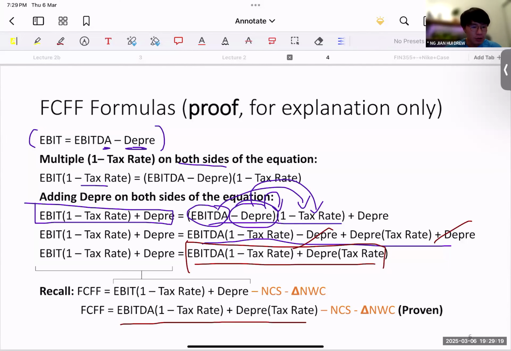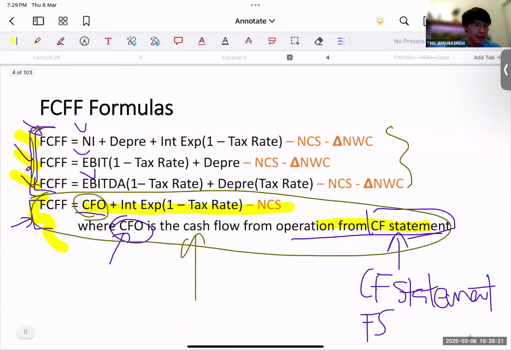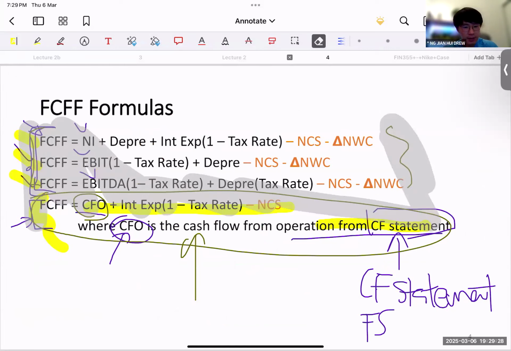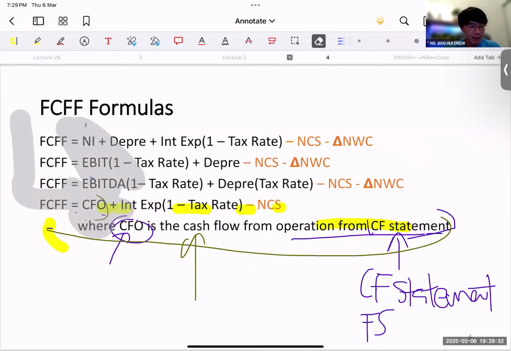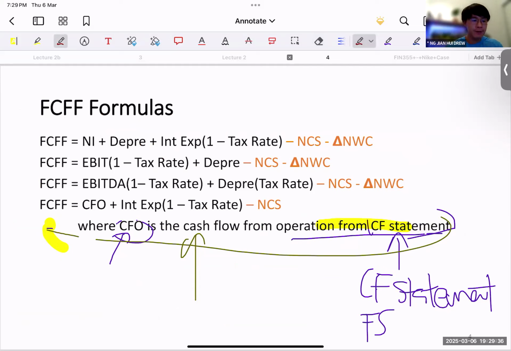Okay, I'm just going to flip back to the previous slide, right? And let me just erase some of these scribbles. So one of the reasons why I did the proof for you is this: previously, some of the students were wondering, see, the first formulation is depreciation, the second formula is depreciation, how come the third formulation using EBITDA becomes depreciation times tax rate?